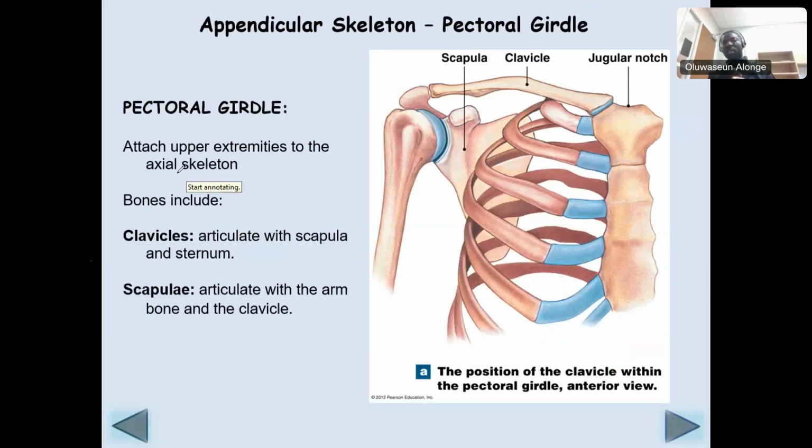The pectoral girdle is made up of the scapula and the clavicle. The clavicle articulates with the sternum at the sternal end, or the medial end, of the clavicle, and the lateral end articulates with the acromion of the scapula. I'm going to look at each of them and discuss them as we go.